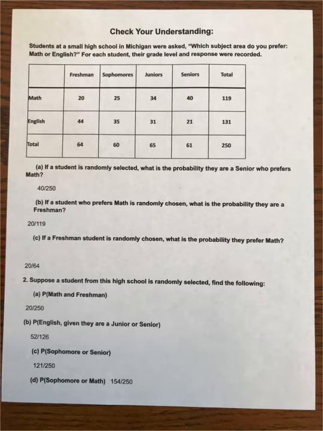But those numbers don't necessarily always go together. So part A: these have the answers here for us, so you can see what they're saying. If a student is randomly selected, what is the probability that they are a senior who prefers math? Well, that's 40. They're a senior and they like math, out of the total of how many students they've looked at.